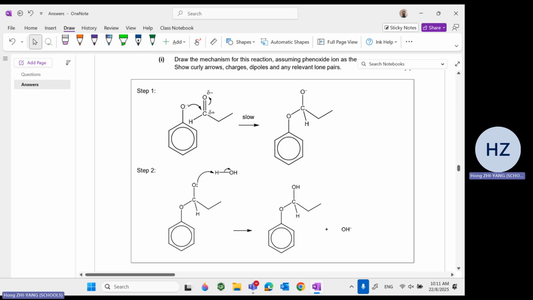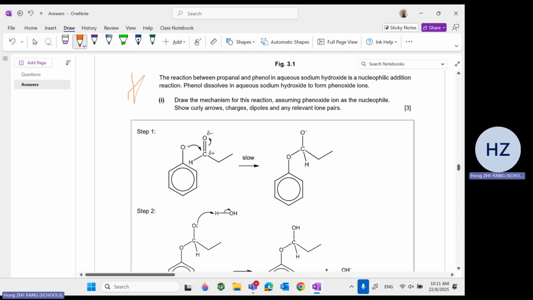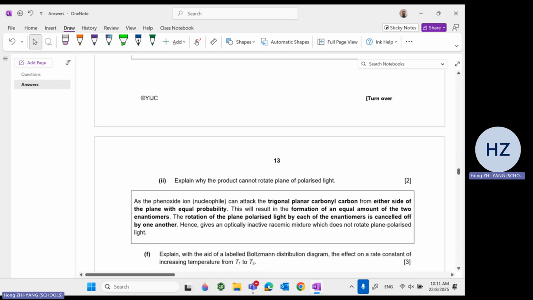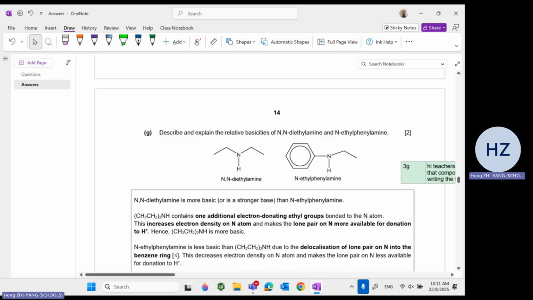This is actually, what's this? Phenoxide reacting. Wow, this is an interesting one actually. I quite like their mechanism here. It's nucleophilic addition, but on a phenoxide ion. Using a phenoxide ion, this is a pretty unique one. So do try this one out on your own if you are stuck. This is actually my favorite question here in the paper. Okay, next one is here.